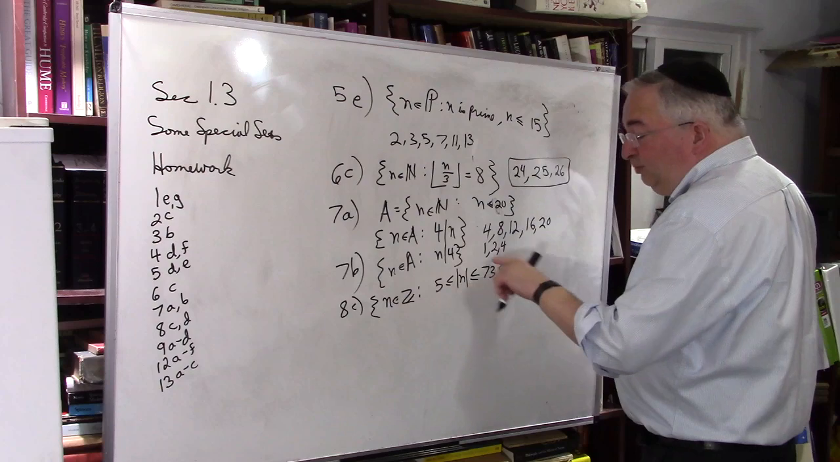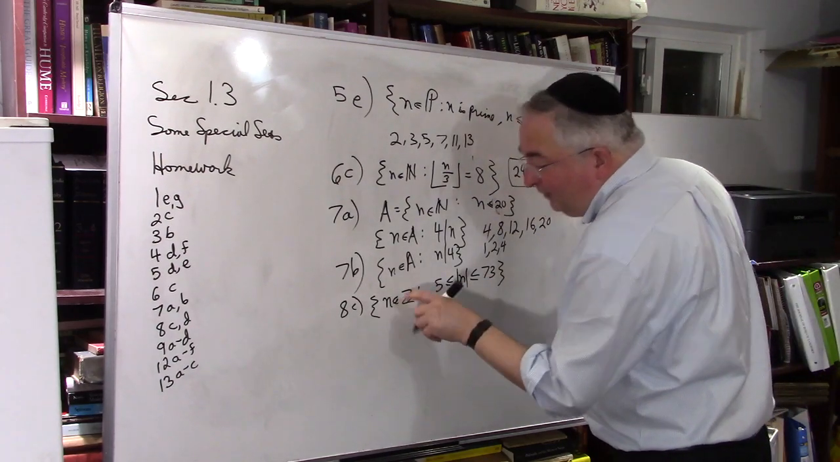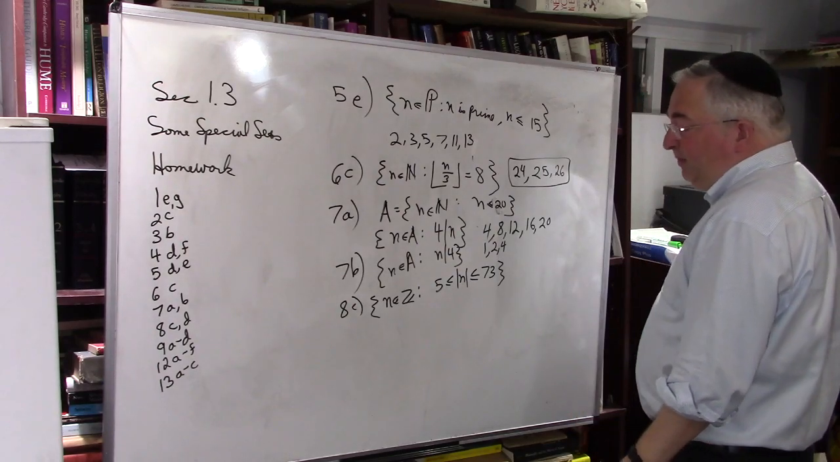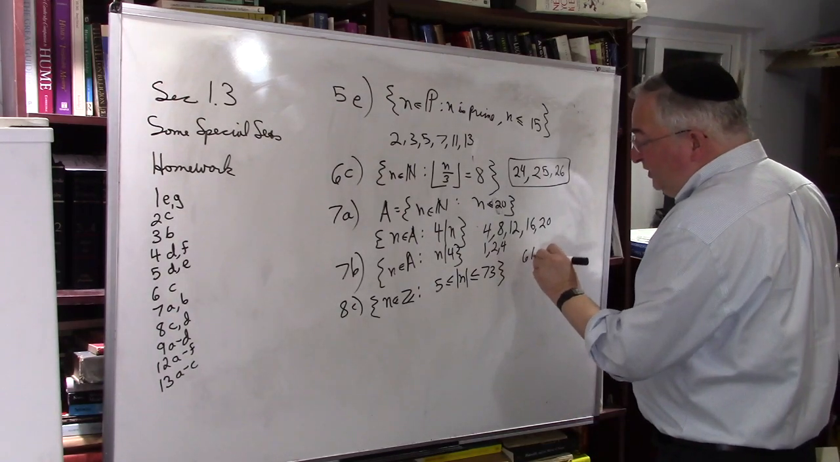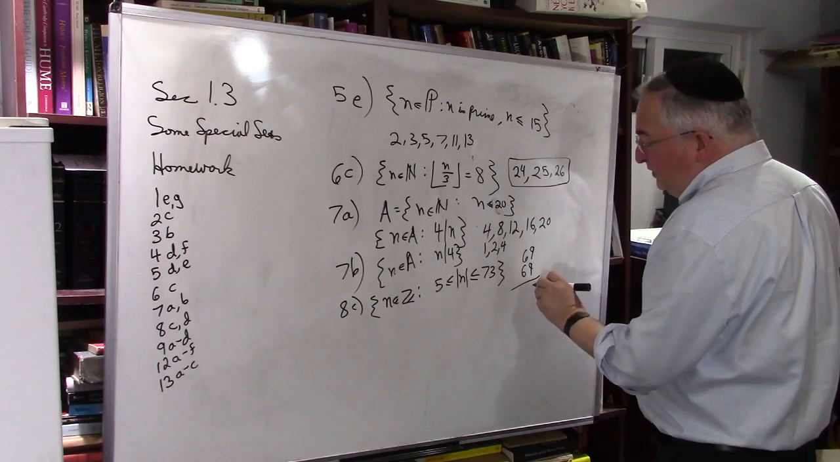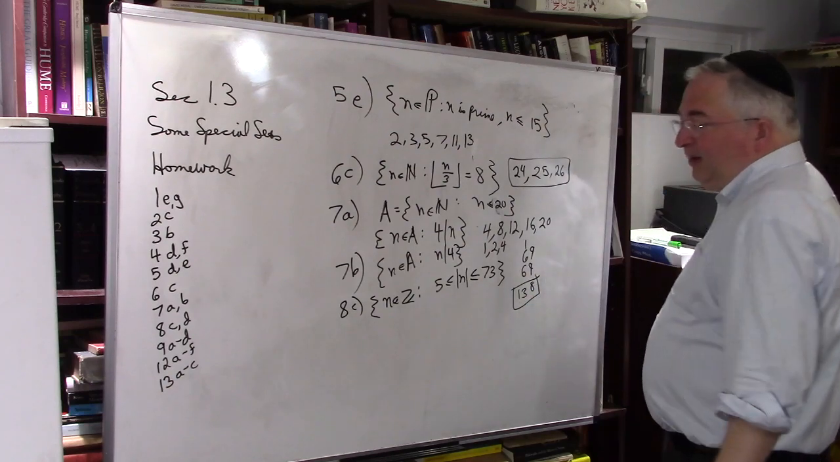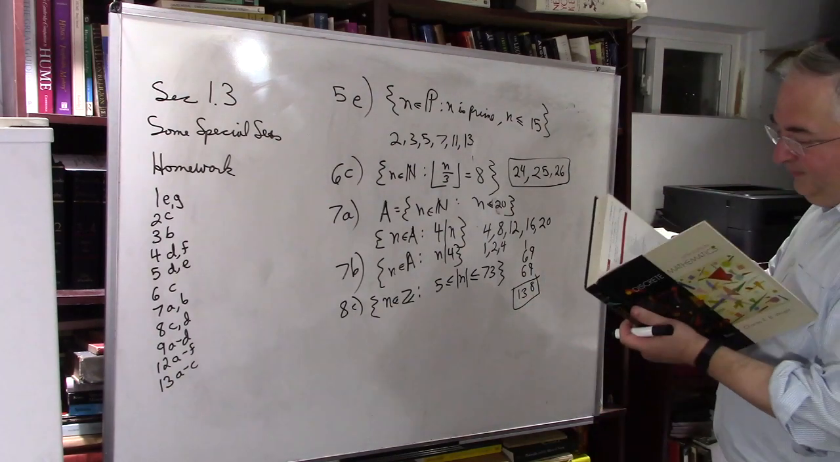But those are just positive numbers. What about negative numbers? These could be negative. n member of Z, so these can be negative numbers. So the answer is 69 positive numbers and 69 negative numbers. 69 plus 69 is 138. So there are 138 elements there. I think I'm right. Let's do D.